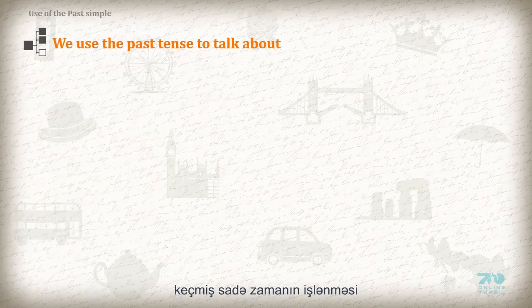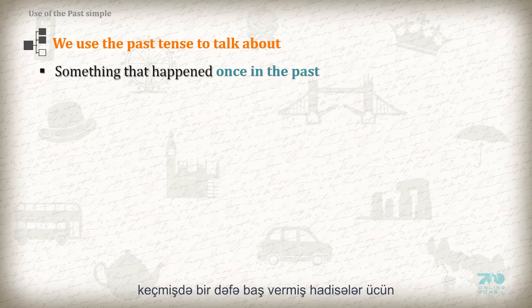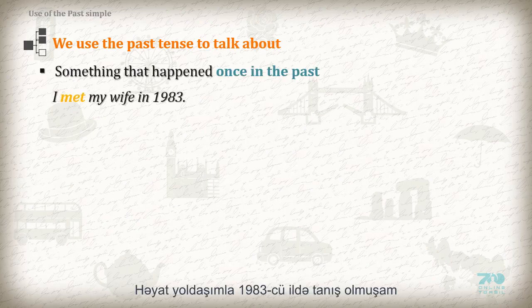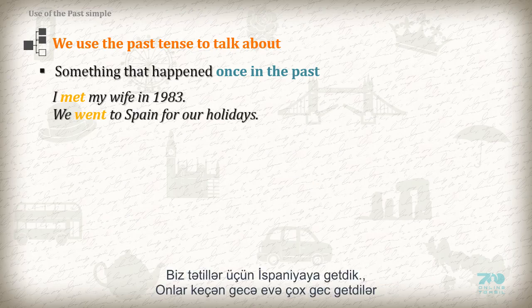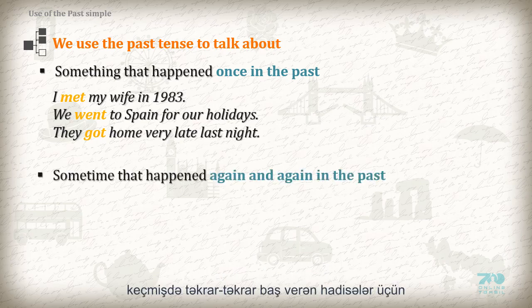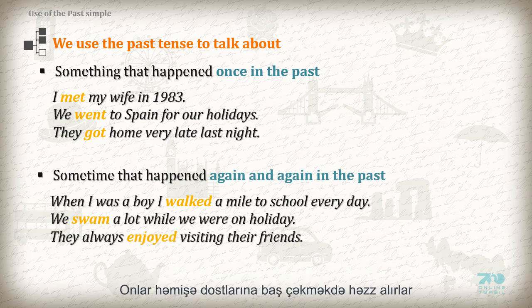We use the past tense to talk about something that happened once in the past. I met my wife in 1983. We went to Spain for our holidays. They got home very late last night. Sometimes that happened again and again in the past. When I was a boy, I walked a mile to school every day. We swam a lot while we were on holiday. They always enjoyed visiting their friends.